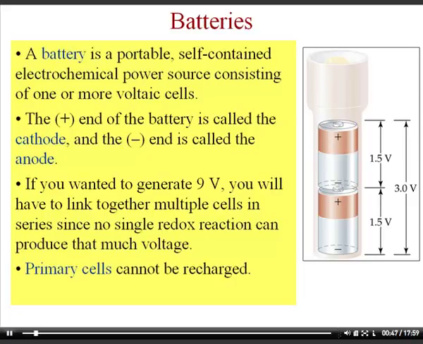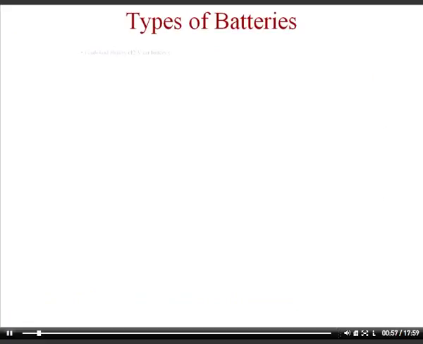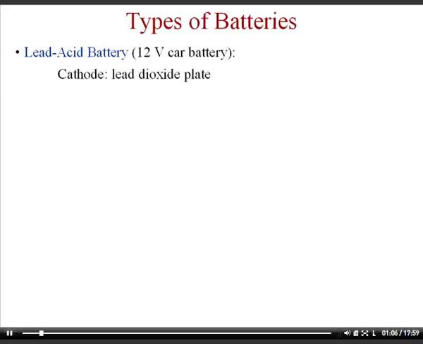Now there's a couple definitions that we need to cover. A primary cell is a voltaic cell or a battery that cannot be recharged, and a secondary cell is a battery that is rechargeable. On the next page we look at a common car battery. A car battery produces 12 volts, so you know you're going to have to link some batteries together. It's called a lead-acid battery.